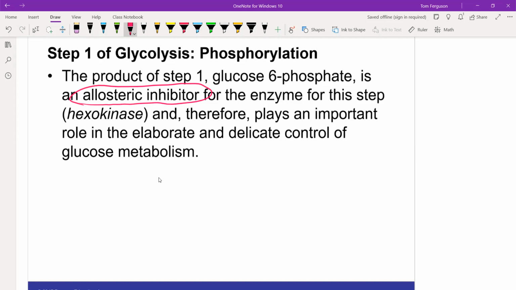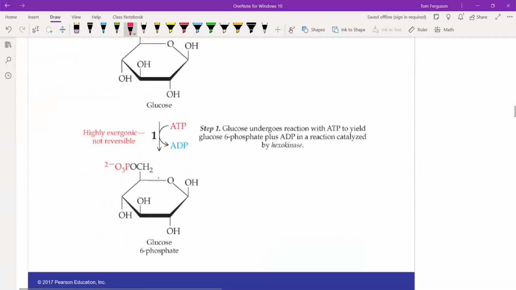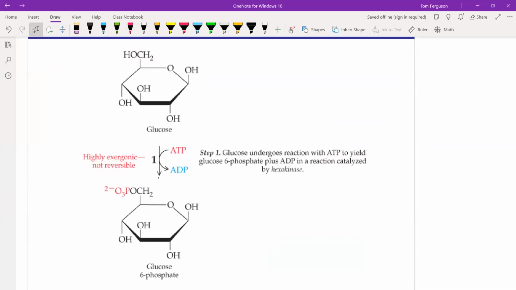So we have an allosteric inhibitor on this enzyme, this kinase. Again, remember, kinase moves phosphate groups around. And that's the first step of control in our body. We have a series of feedback mechanisms that will feed back into this first step of glycolysis. Step two is also regulated, as well as some other steps. But this is the first time we see control here.